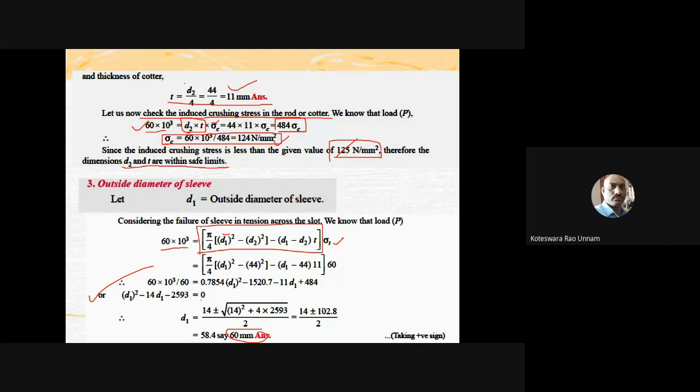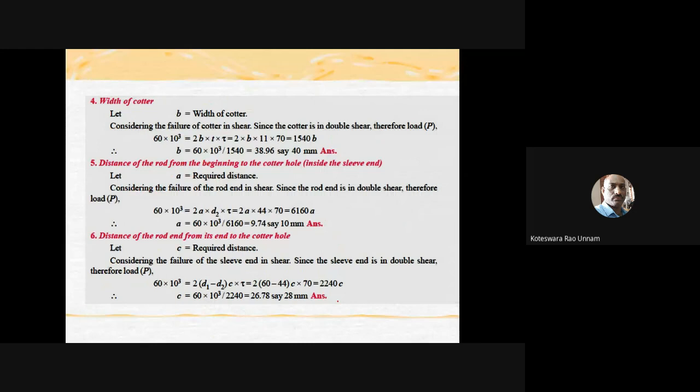So then we need to compute B, that is the mean width of the cotter. That mean width of the cotter is calculated based on the shearing strength of the cotter. We know the cotter is in double shear, therefore 2 times B into T into tau is going to be the shearing strength of the cotter. So it should be equal to the applied load, that is 60 kilonewtons. From this equation you will get B as 38.96 mm, so let us say it may be rounded up to 40 mm.